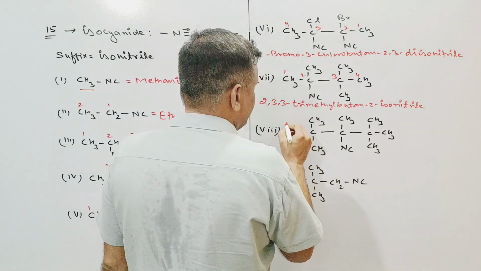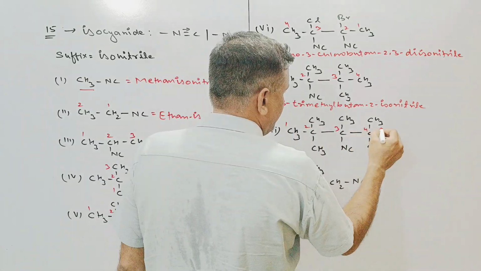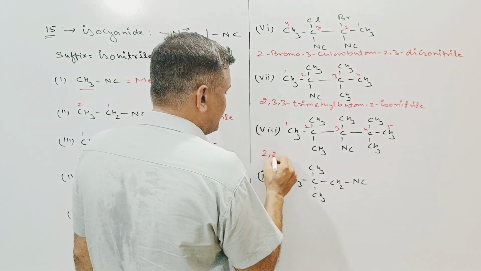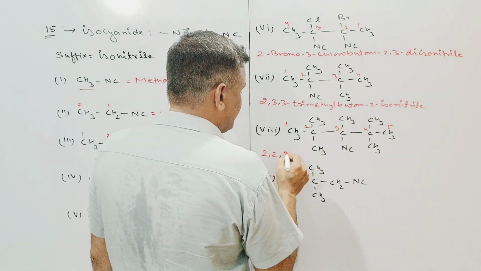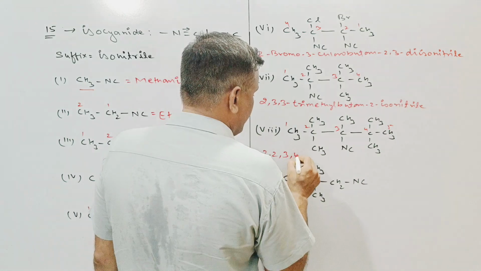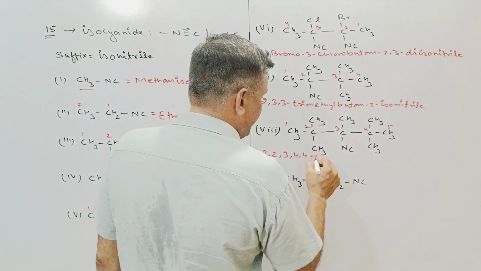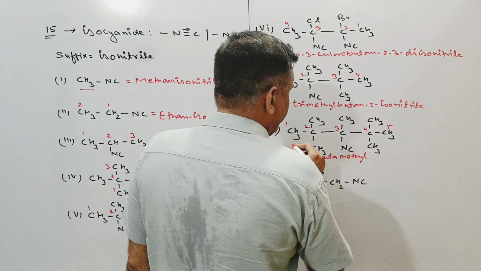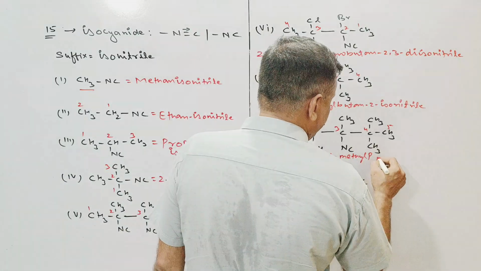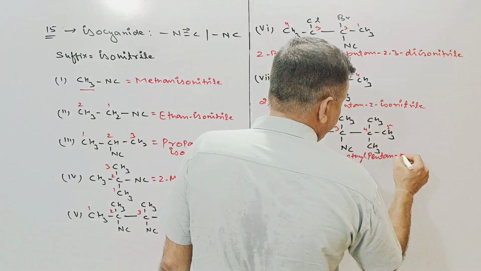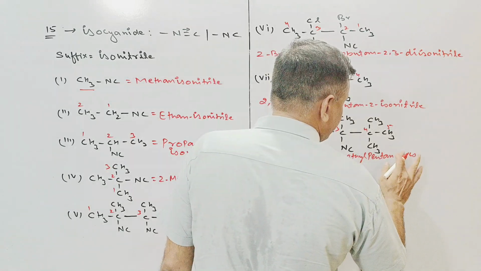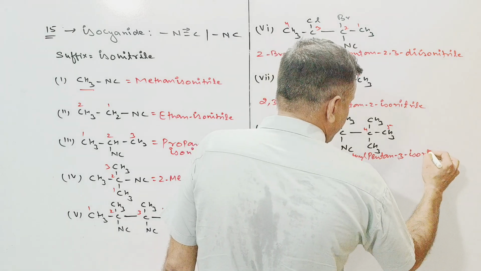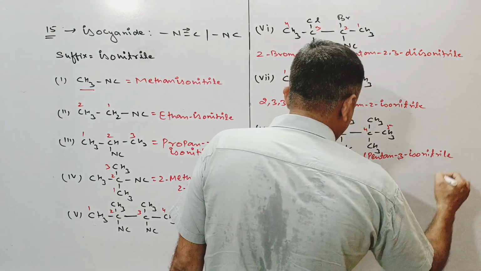If we go further, then there are 1, 2, 3, 4 and 5 carbons in the chain. At the number 2 position there is a methyl, at the number 2 position there is another methyl, at 3 there is a third methyl, and at 4 and 4 there are 2 methyls, so it will be pentamethyl. This is the pentamethyl. There are 5 carbons in the chain, so pentane, pentane 3-isonitrile. Isonitrile will be the name of the compound.